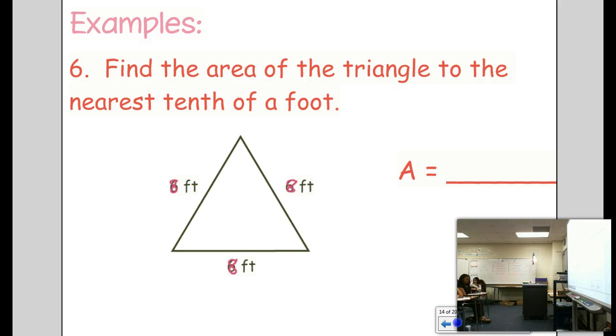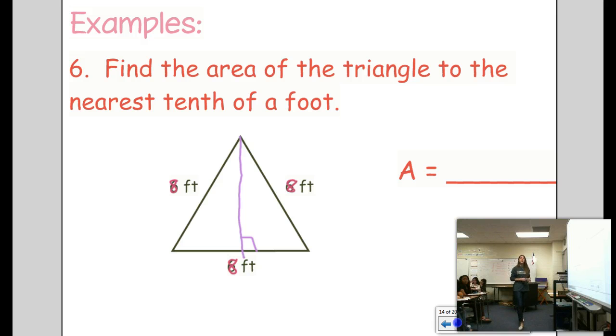Wow. That is so wrong. Can someone go up there and draw the height of that triangle on the board, please? You don't have to put the number. No, you can just draw the height. Everyone needs to know where the height goes so that we can find the area. Good job. You even added the 90. Very good.